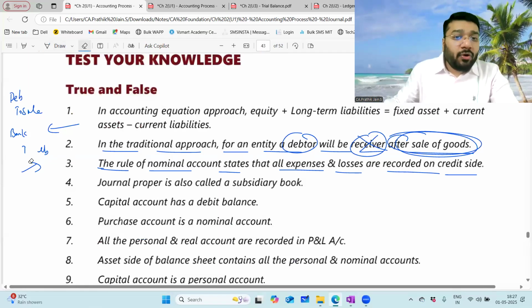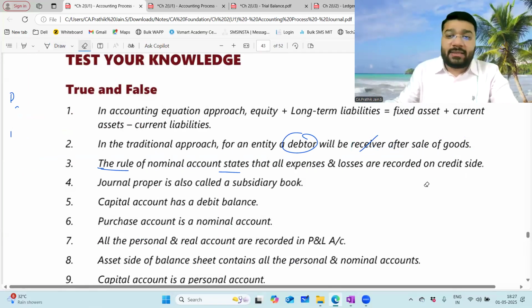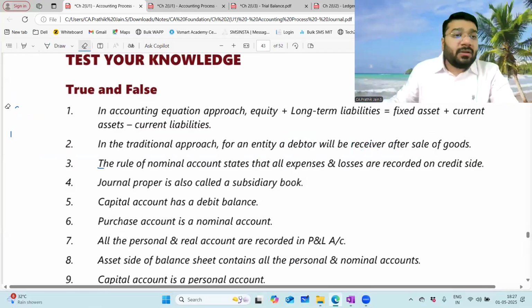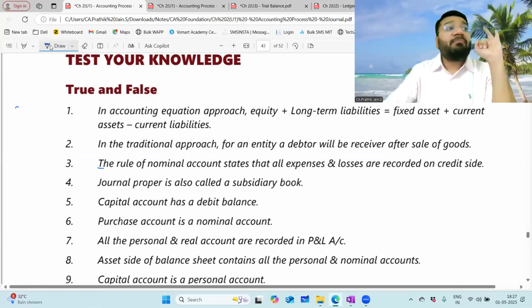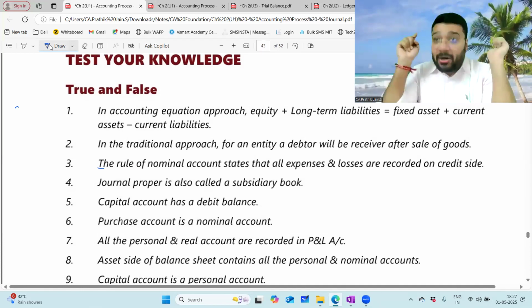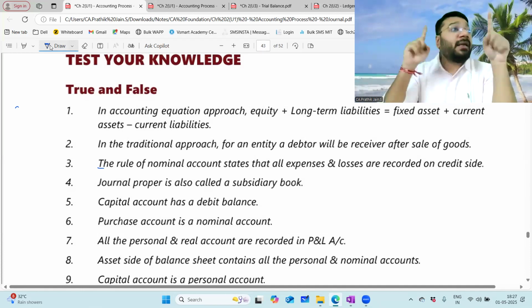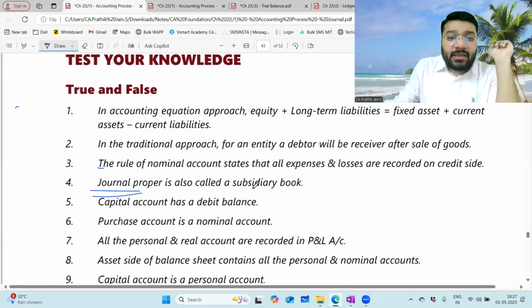Now, fourth one, journal proper is also called a subsidiary book. This I have not taken, but you can still answer. Under subsidiary book, we have multiple books called purchase book, purchase return book, sale book, sale return book, cash book, and journal proper. So journal proper is a part of subsidiary book. When I do subsidiary book, that time you'll understand. So this answer is true.